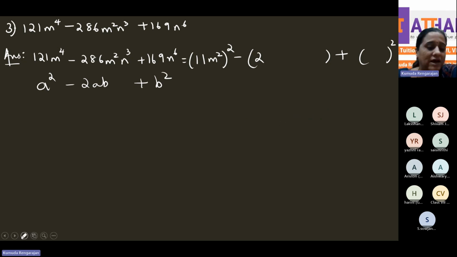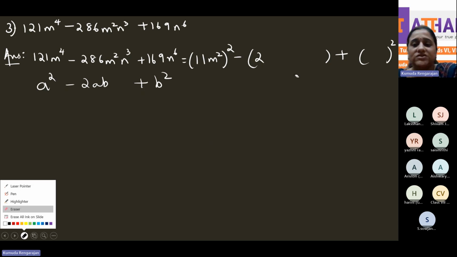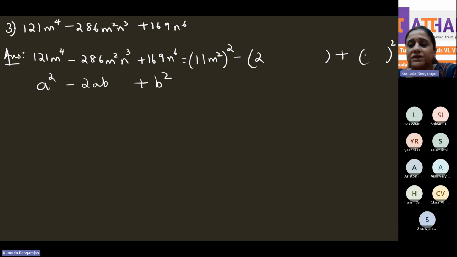Then the last bracket: 169 is 13 squared, and n to the power 6 will be n cubed here in the bracket, because 3 into 2 is 6. The power 2 is for everything inside the bracket. 13 squared is 169, and n cubed the whole square is 3 into 2, 6: n to the power 6.